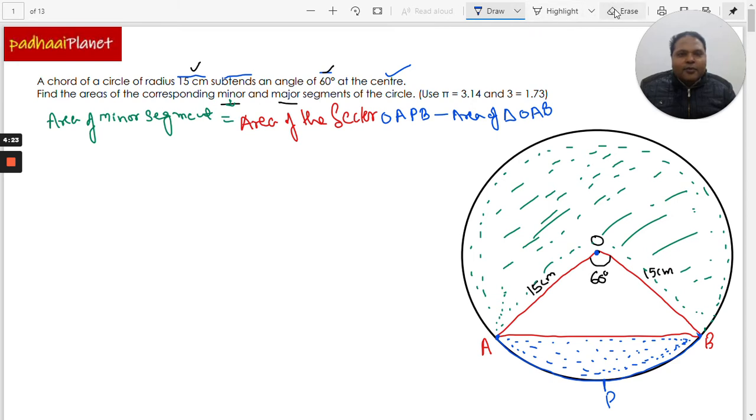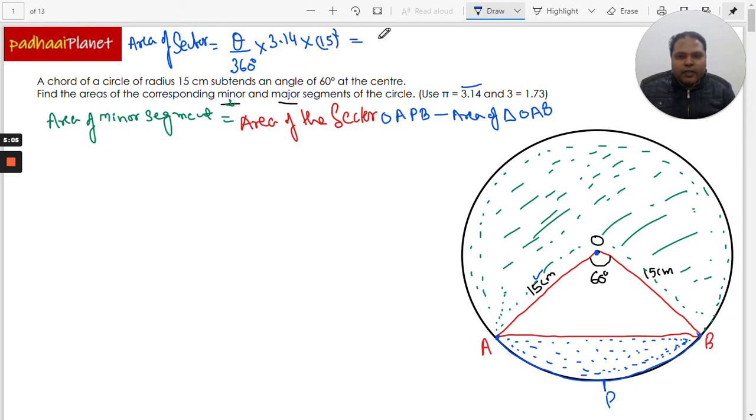Now we are going to run short of the screen space, so I'm going to use even this space. So let's solve it. The area of the sector, we already know, is theta upon 360 degrees multiplied by pi r squared. Pi, they have already given us the value, which is 3.14, so we will put that multiplied by r squared, that is 15 whole squared.